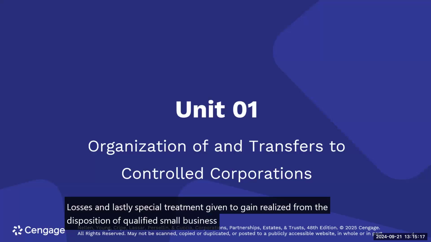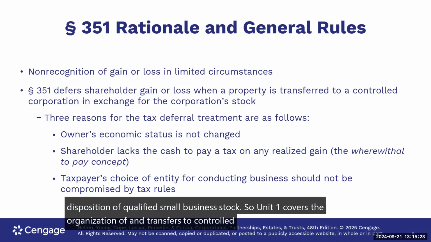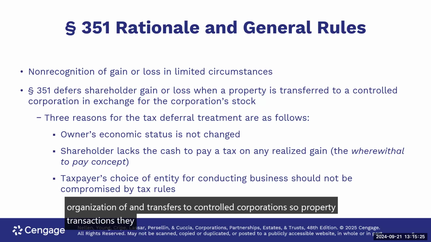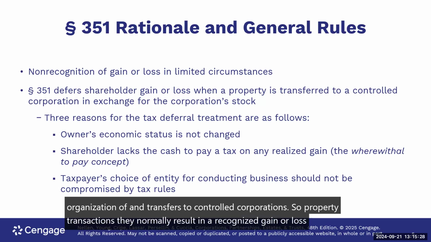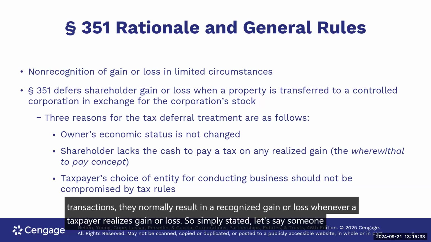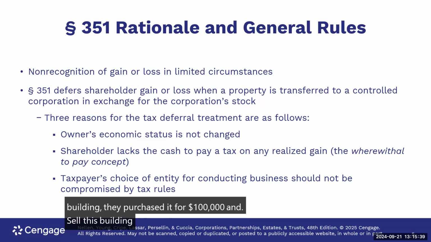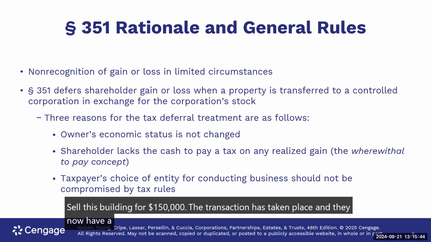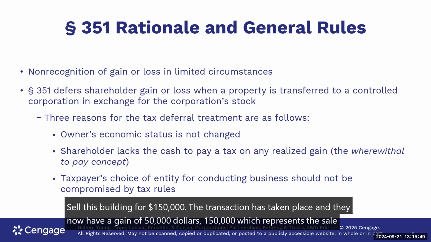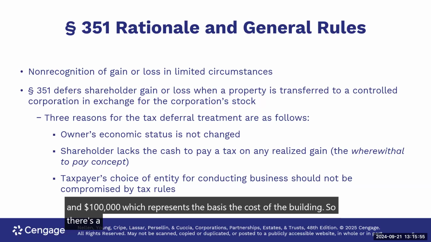Unit 1 covers the organization of and transfers to controlled corporations. Property transactions normally result in a recognized gain or loss whenever a taxpayer realizes gain or loss. Simply stated, let's say someone owns a building, they purchased it for $100,000 and they sell this building for $150,000. The transaction has taken place and they now have a gain of $50,000. $150,000 represents the sale price, and $100,000 represents the basis, the cost of the building. So there's a $50,000 realized gain.